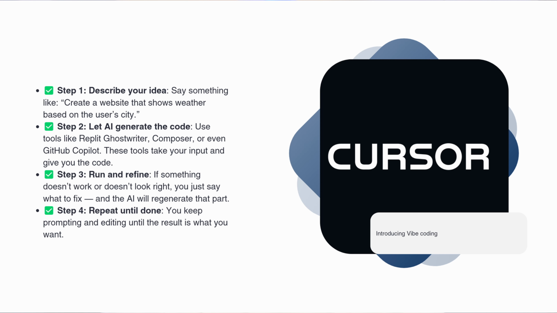Step 3. Run and refine the code. So you take the code, run it, and if something doesn't work, repeat. That is step 4. You go and write your prompts. You say that this part of the code is not working, and it refines the code, gives it to you, and keeps on repeating until it's done.